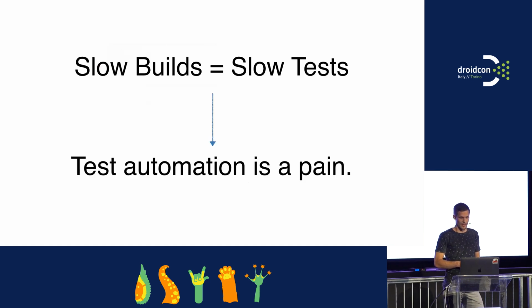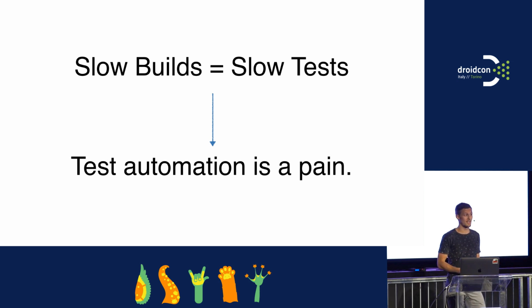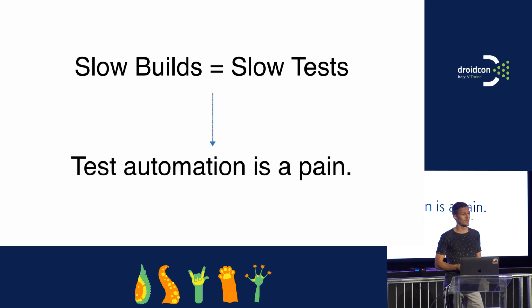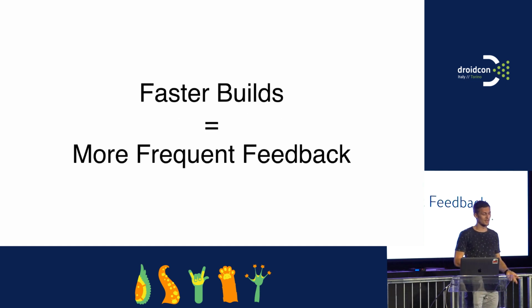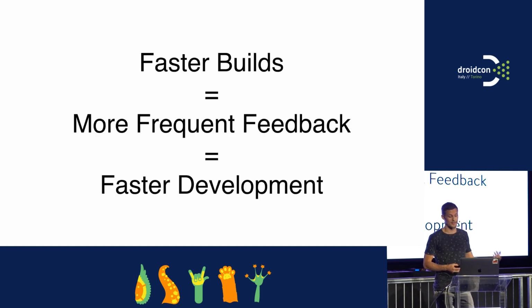But another argument for having faster builds is that slow builds also mean that you have to wait longer for your tests. And this leads to test automation being a pain. So if I have a huge app and I just change some business logic in there and write a new test for it to reproduce a bug or something, and I have to wait for 2 minutes, that's not really nice for me when I write tests. So maybe I just change a lot of things and then just hit it once and then look for the feedback. So I think faster builds lead to more frequent feedback, which also helps you to develop faster.